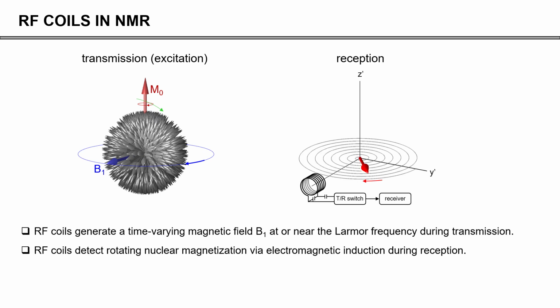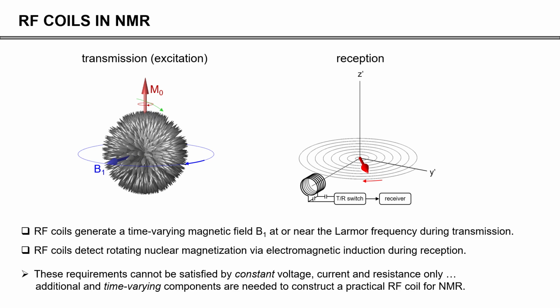Once the signal is in the xy plane, it starts to rotate at the Larmor frequency, and it will induce a voltage in potentially the same receiver coil. And we'll get back to electromagnetic induction in a minute. So basically, these two requirements cannot really be satisfied with constant voltage, current, and resistance alone. We will need to have additional and time-varying components to make a practical RF coil with a rotating B1 field both during transmission and reception.